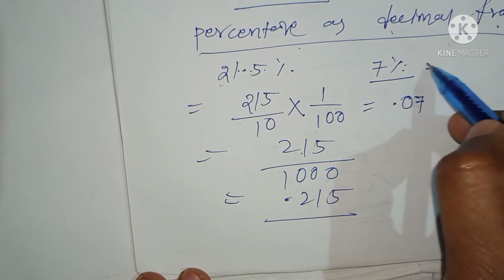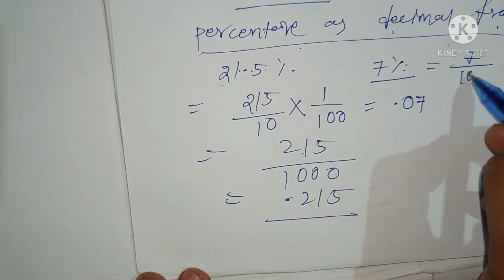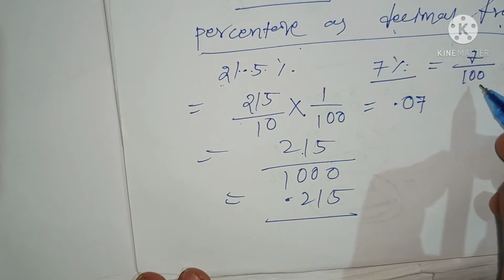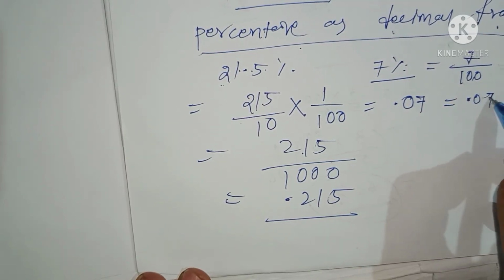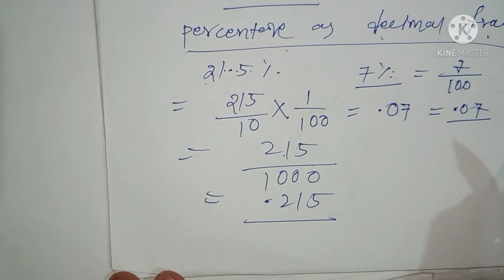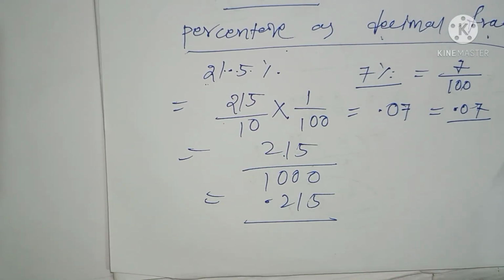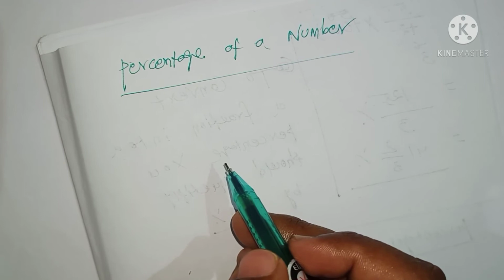Otherwise you can do it as 7 by 100, and 7 by 100 you can write in the form of 0.07. Okay, in any way you can solve it, no problem. So now I'll start percentage of a number.